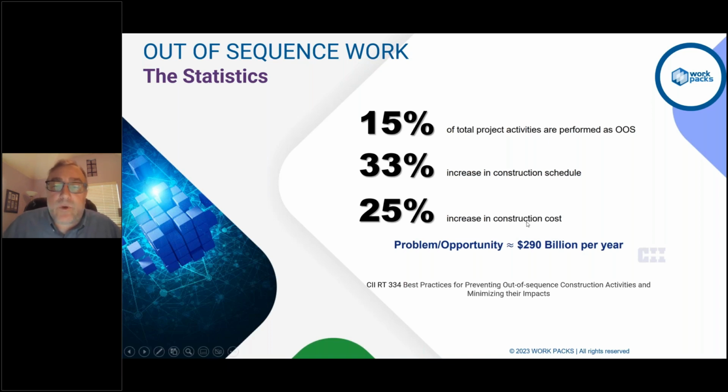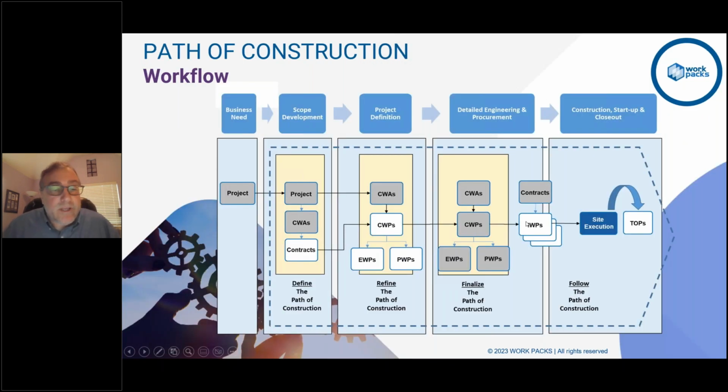So let's dive into it. In terms of the path of construction side of it, it's an iterative process, right? Iterative planning directly supports the team to define, refine, and finalize the path of construction. So it's an iterative process. Early on, you're defining your path of construction at the area level.